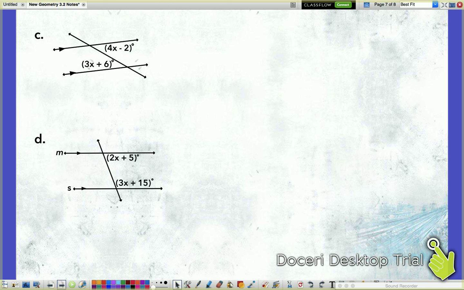Okay, well, I know for a fact they're on the inside, they're between the parallel lines, and they're on opposite sides of the transversal. That would make those alternate interior angles. And according to Theorem 3.1, I know that they're congruent. So again, I will set them equal to each other.